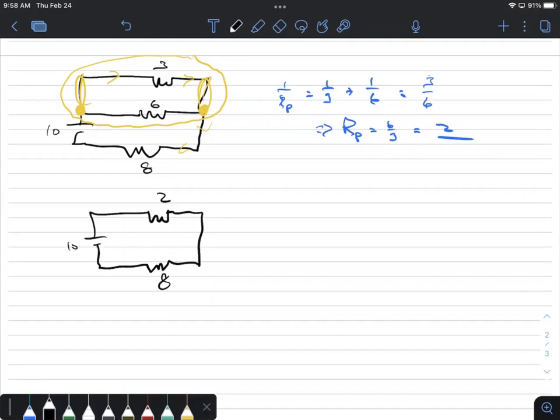So this is what the 8 is in series with. It's not in series with the 3. It's not in series with the 6. What it's in series with is this parallel combination of 3 and 6. And so that's what I work on. I now say, okay, total resistance in series is the 2 plus the 8, which is 10. And once I've done that, I'm left with a single resistor whose resistance is 10. So that's the total resistance.